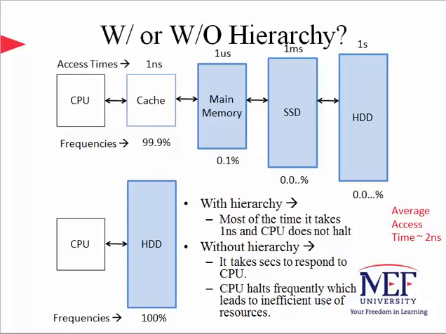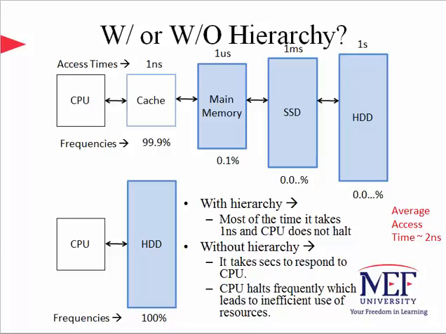So in order to understand the advantages of having hierarchy in a memory system, we should look at the frequency of accesses made to each block of the memory system when running a typical program. Here I'm giving you an example where the frequency of accesses is 99.9% for cache and 0.1% for main memory, and very rarely for SSD and HDD. You can also see the access times for each of these memory units given at the top.